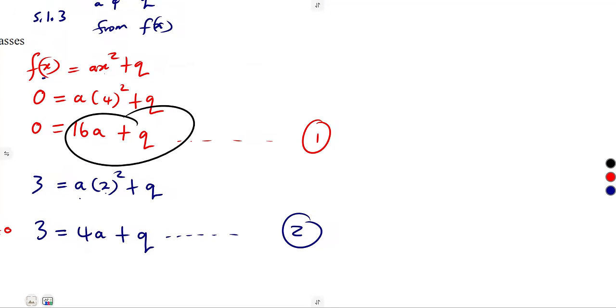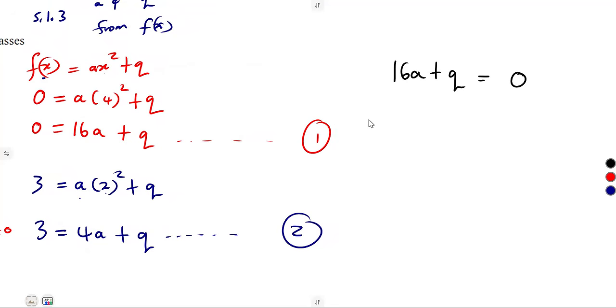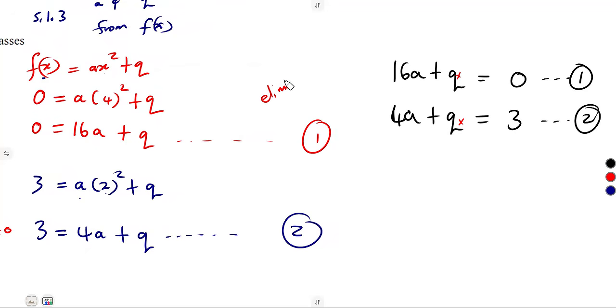All right, the first equation, 16a plus q is equal to 0. The second one is 4a plus q, which is equal to 3. It is easier for us to use the elimination method, even the substitution method. This one, guys, it is in your hands. But we can easily eliminate the q. It is the same here. So eliminate q. That simply means subtract equation 1 minus equation 2.